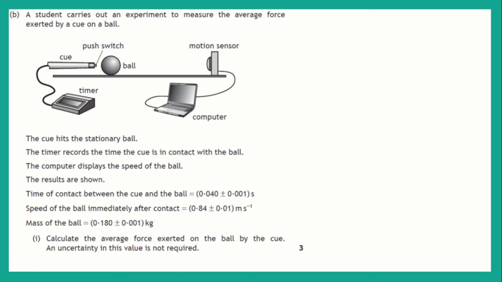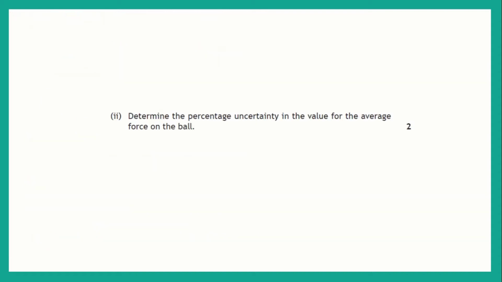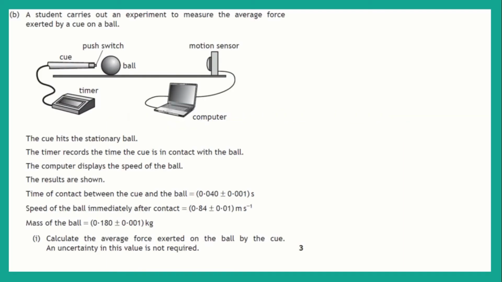A cue with a push switch hits the ball and starts a timer, and the ball moves towards the motion sensor, which is connected to a computer, and there are results taken. You can see we have a time, a speed, and a mass. The first question asks us to calculate the average force exerted on the ball by the cue, and the second question asks us to determine the percentage uncertainty in the value for the average force on the ball. Let's have a look at the first part of this question.